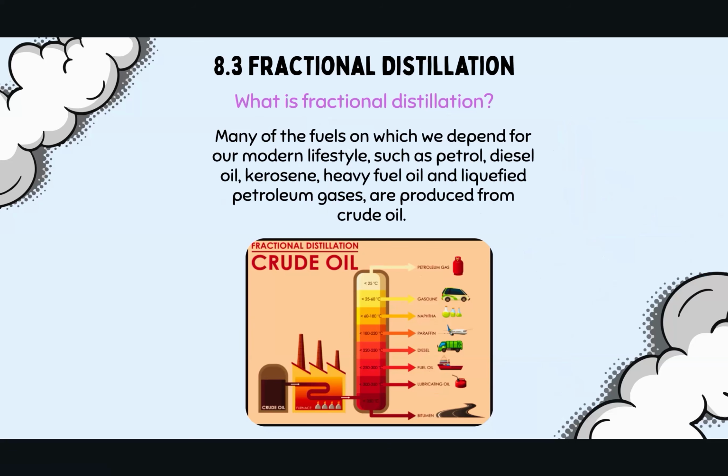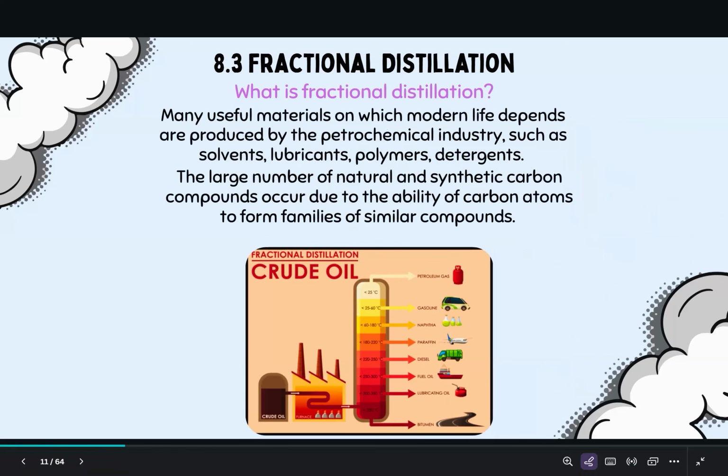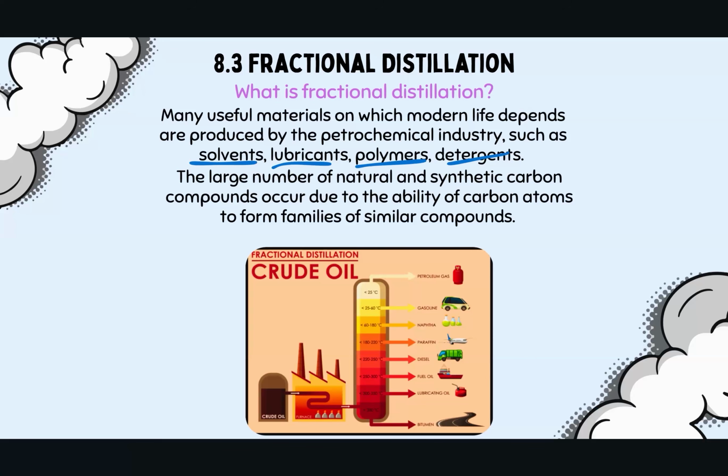So many of the fuels on which we depend for our modern lifestyle, such as petrol, diesel, oil, kerosene, fuel oil, liquefied petroleum gases, all of them come from crude oil. Now, what is fractional distillation? So many useful materials on which modern life depends are produced by the petrochemical industry, such as solvents, lubricants, polymers, detergents. All this stuff comes from the petrochemical industry. The large number of natural and synthetic carbon compounds occur due to the ability of carbon atoms to form families of similar compounds.